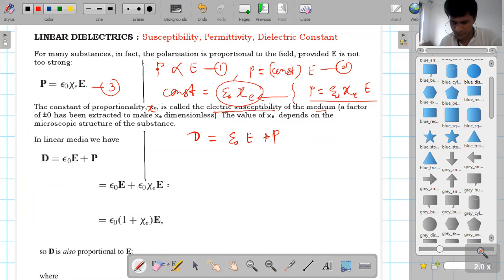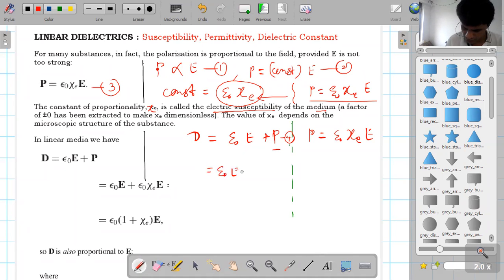But dear student, what is the value of P? P is epsilon 0 chi E times E. Is it correct? So this is, suppose, equation number 4. I will put P here. Therefore, we can write D equals epsilon 0 E plus epsilon 0 chi E times E. Is it correct?